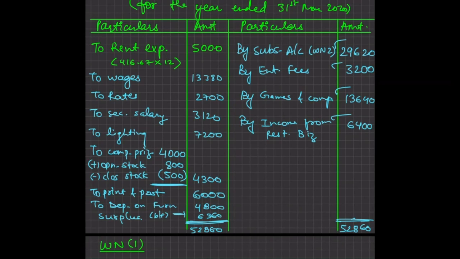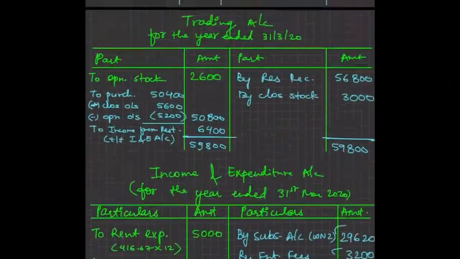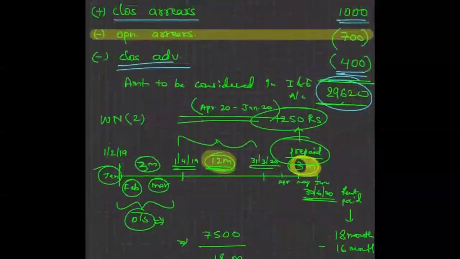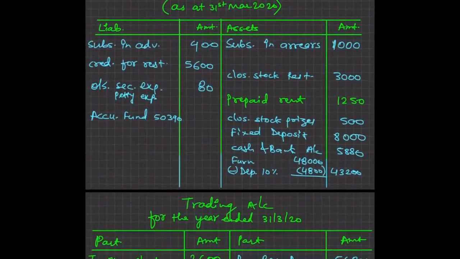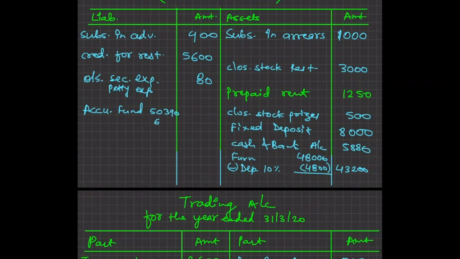Okay. Now this surplus will go to your balance sheet. This will be added to the accumulated fund. So you have accumulated fund on your balance sheet credit side. That would be 6,360. So you have new balance of 5390 plus 6,360. That is 56,750 over here.